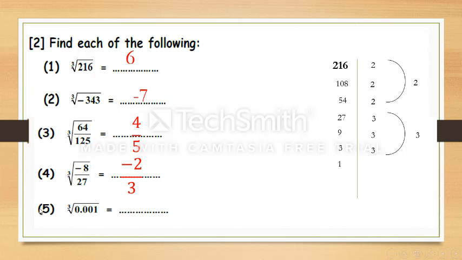And number 5 is the decimal number. So before we begin, we need to convert this decimal number to a fraction. 0.001 in fraction will be 1 over 1000, and the cube root of 1 is 1, and the cube root of 1000 is 10. So the final result becomes 1 over 10.